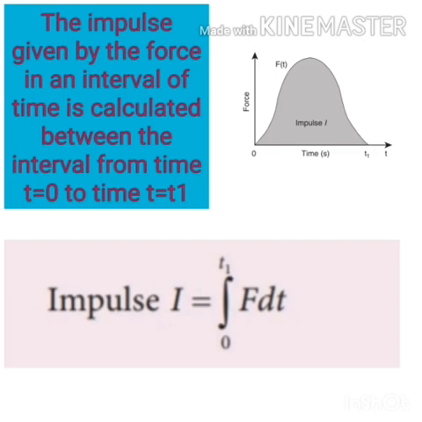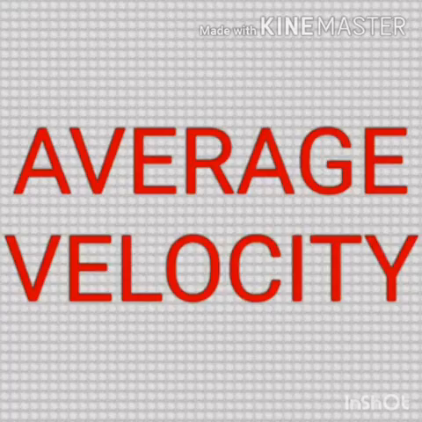In another example, impulse. What is meant by impulse? A great force acting in a very short interval of time. Therefore, impulse I is equal to the integral of f into dt. Therefore, the limits are 0 to t1. The lower limit is t equal to 0 and the upper limit is t equal to t1.